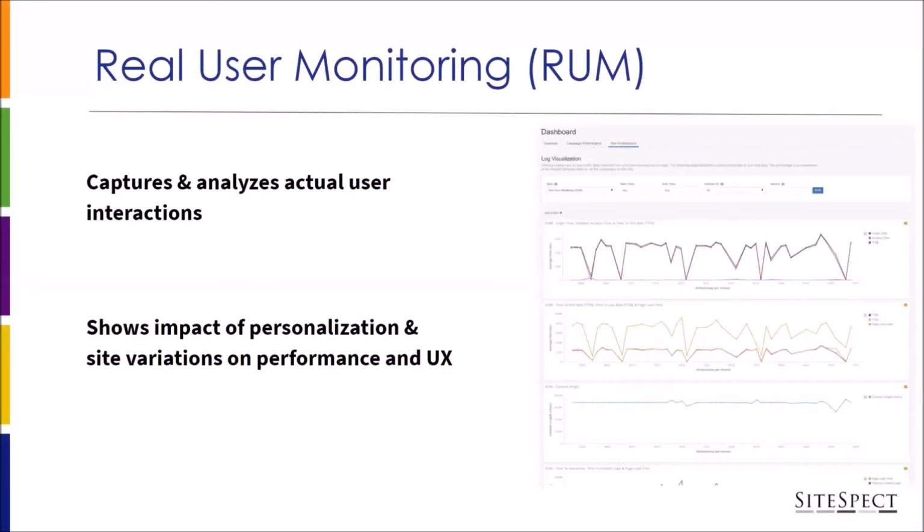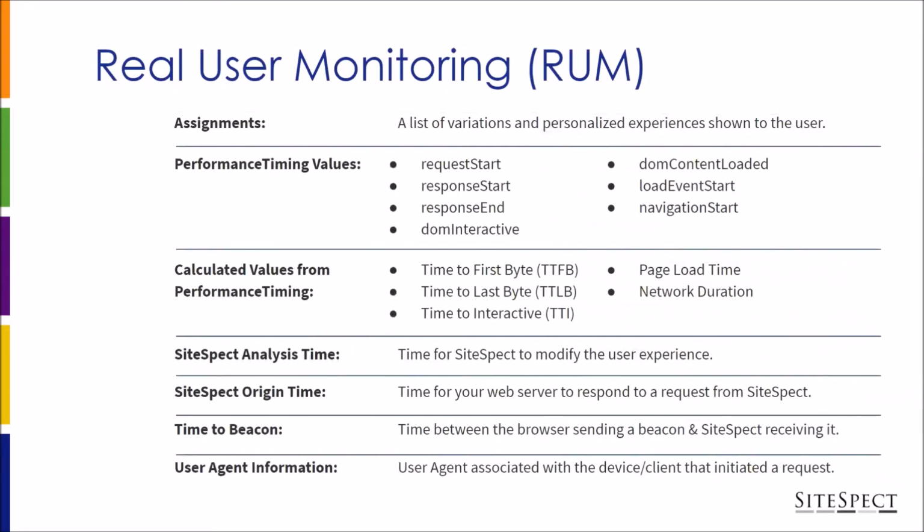Real User Monitoring, or RUM for short, captures and analyzes actual user interactions with your website or application using performance measurements from a user's browser. In site optimization and personalization, these granular metrics help show the impact of personalization and other site variations on performance and user experience. Here is a sampling of the type of assignment, performance, and user agent metrics collected within RUM.